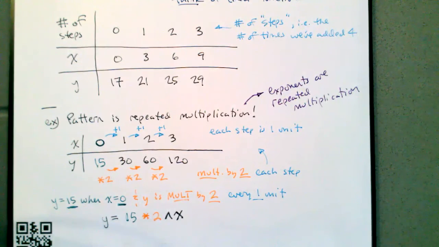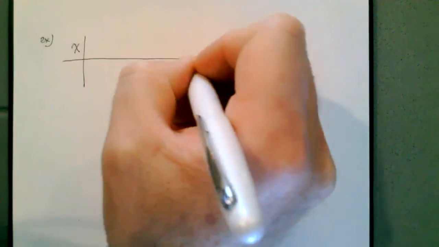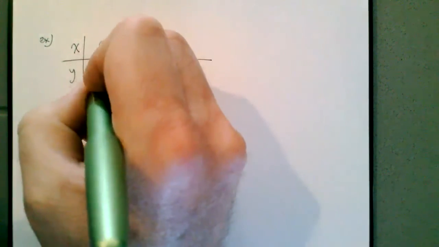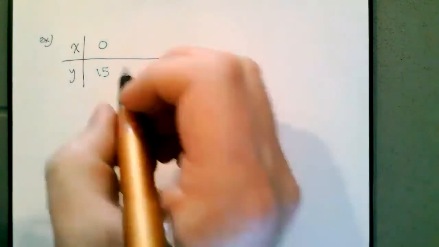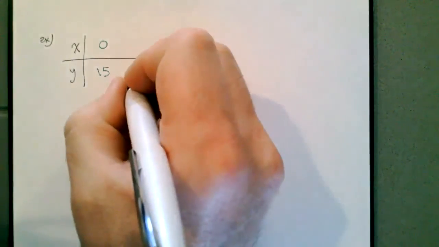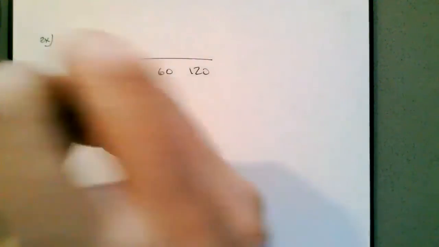So, what does this have to do with step size? Let's suppose that our step size, we're multiplying by 2, not every 1 unit, but what if we're multiplying by 2 every 3 units? Let's suppose that x and y looks like this. I'm still going to start off with 0 and 15. And I'm still going to multiply by 2. And so I'll have 15 to 30, then to 60, and then to 120, just like before. So our pattern is still multiplying by 2.